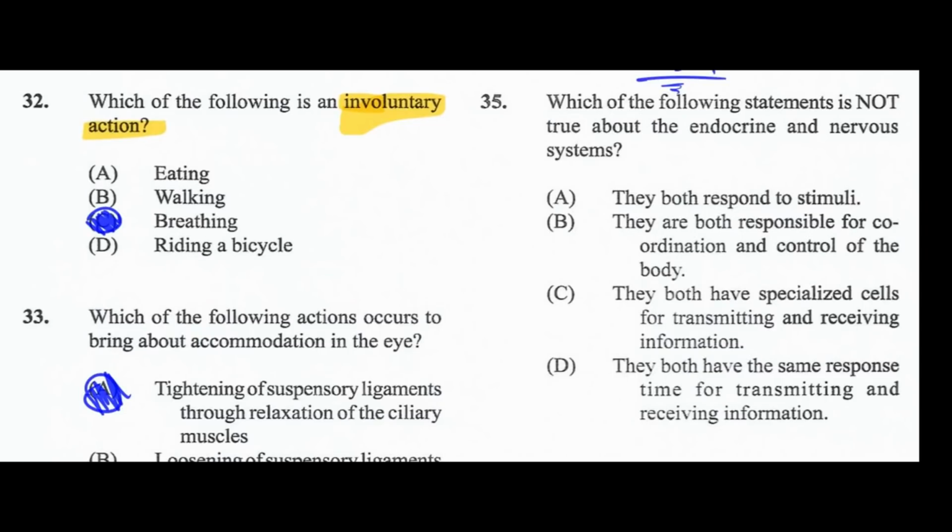Which of the following statements is not true about the endocrine and nervous systems? They both respond to stimuli. That's true. Your endocrine system responds to stimuli using chemical signals, while your nervous system uses electrical signals. They're both responsible for coordination and control of the body. In a sense, yeah, but I'm not ruling that one in yet. They both have specialized cells for transmitting and receiving information. That's true. They both have the same response time for transmitting and receiving information. That's definitely not true. The endocrine system takes a lot of time. Things in your body that require quick responses are dealt with by your nervous system, while slow responses are dealt with by your endocrine system.